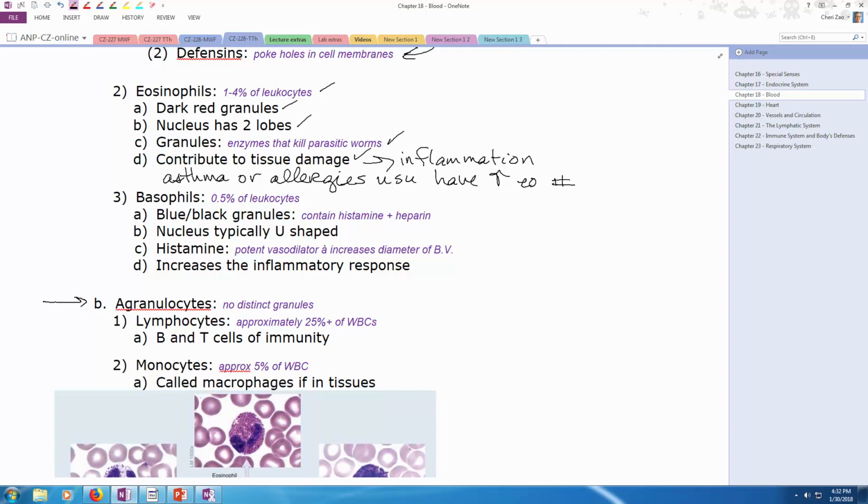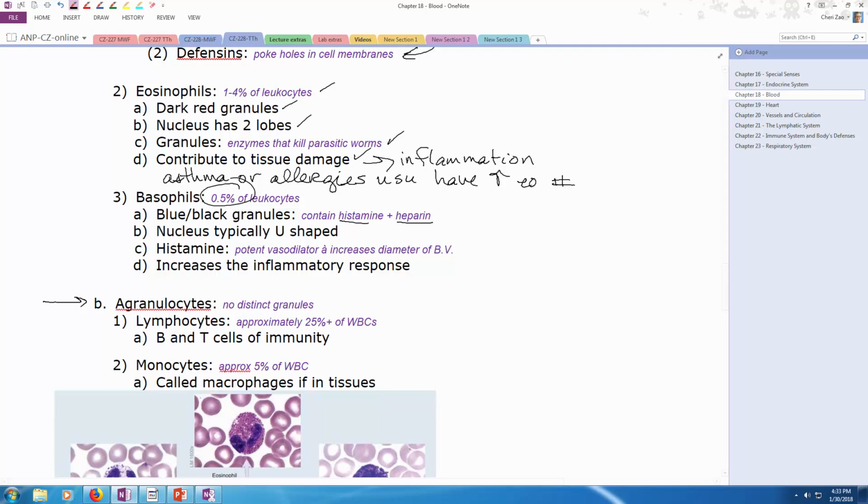Basophils are really small. Look at that. 0.5% of all of our white blood cells are basophils. They indeed are the least numerous. The granules take up a basic stain, and so they appear blue-black. And inside these granules are histamine and heparin. You recognize any of those 2 words?